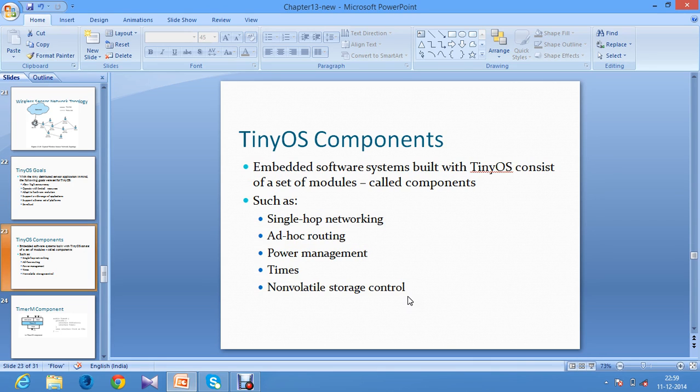These are the TinyOS components. Embedded software systems built with TinyOS consist of a set of modules called components, such as single-hop networking, ad hoc routing, power management, timers, and non-volatile storage.